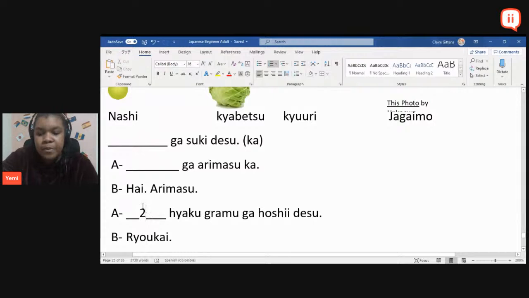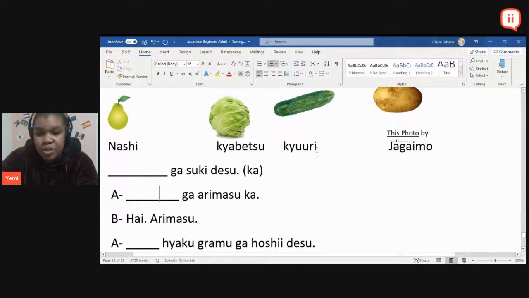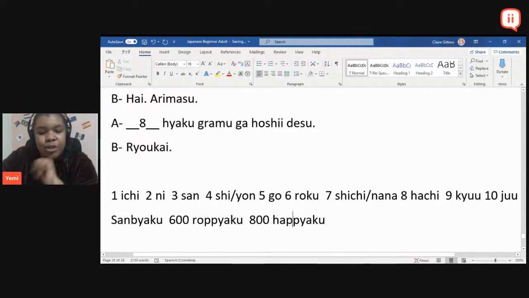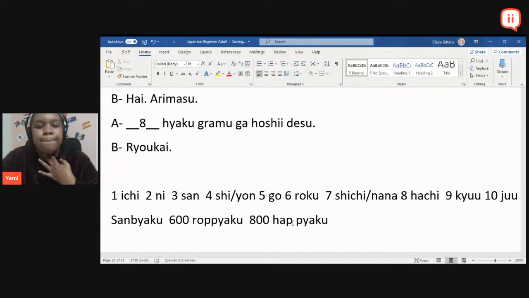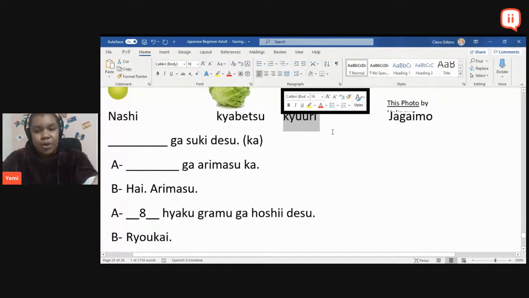I'll try one more. So this time you will be A, and let's get you to ask me about cucumbers. I love cucumbers. So let's get some cucumbers, okay? Do we have cucumbers? And ask me for 800 grams of cucumbers. Remember, 800 changes. So it's not just hachi. It changes to happyaku, okay? And of course, we have the double P. So we have to stop. Happyaku, okay? Like halfway through the P, hap. And you don't push it out, stop, happyaku. Okay, so there's a small stop in this word, happyaku. Okay, so please ask me for cucumbers. Go ahead.